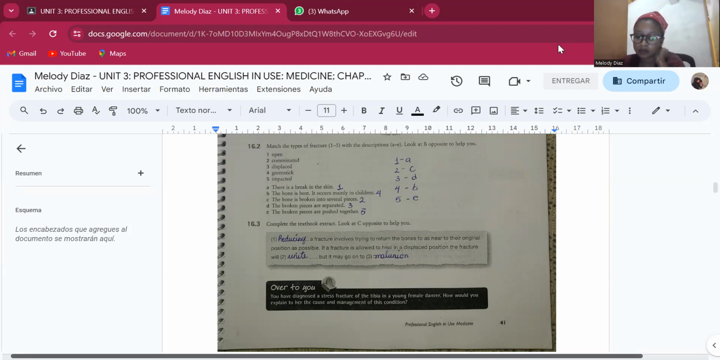Complete the textbook extract. Look at C opposite to help you. Reducing a fracture involves manipulation to return the bones to as near to their original position as possible. If a fracture is allowed to heal in a displaced position, the fracture will unite, but it may go on to malunion.